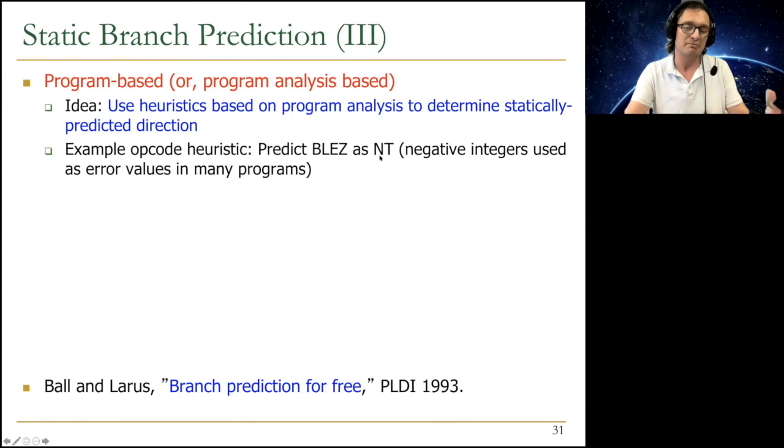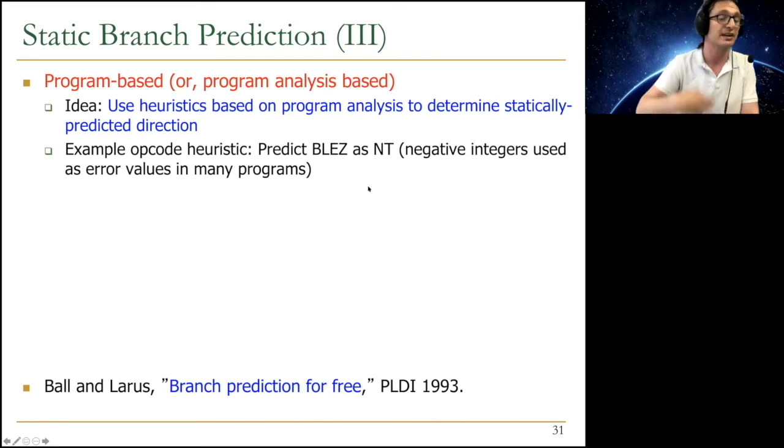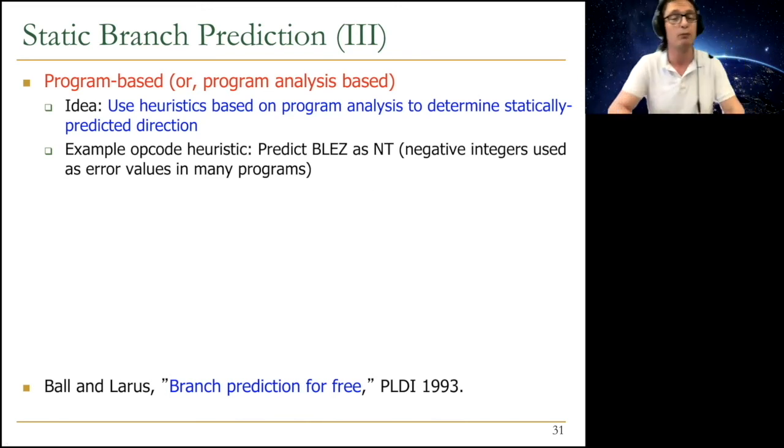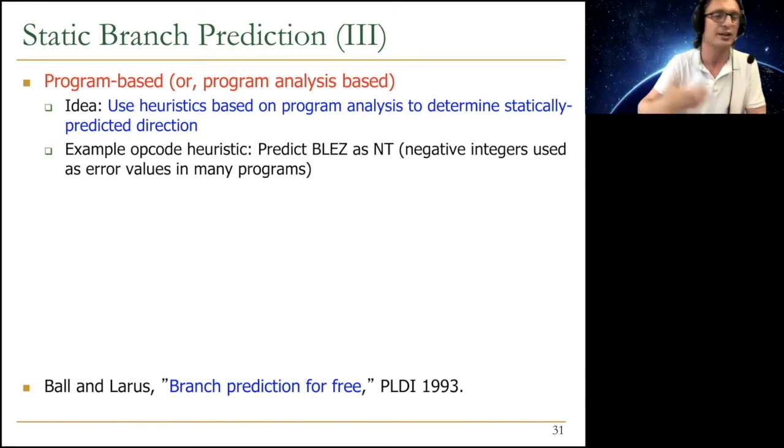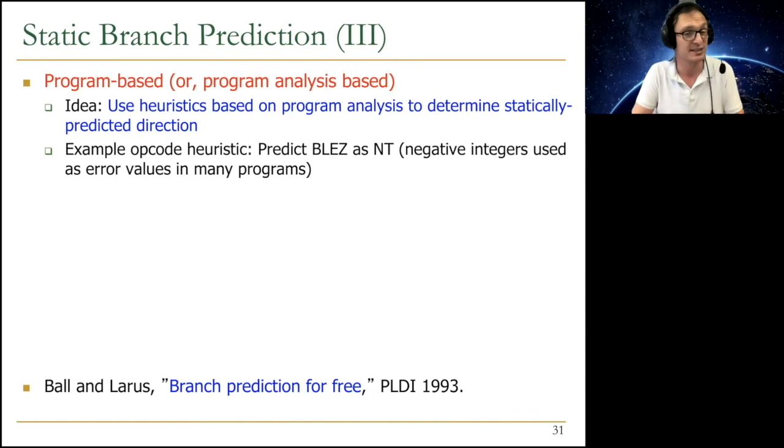Essentially, these authors justify this by saying, usually these branches are not taken because negative integers are used as error values in many programs, and branch less than or equal to 0 opcodes are used to avoid those error values. So they're usually not taken. And this is reasonable. They analyzed a bunch of programs. I don't know if this still holds, because you can see that this paper is almost 30 years old.